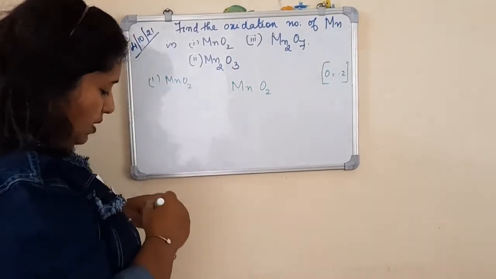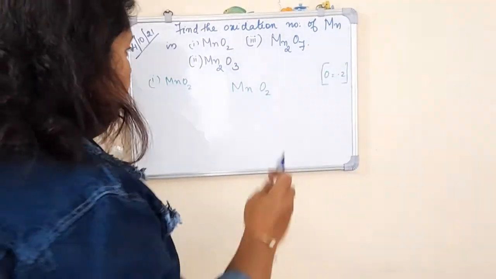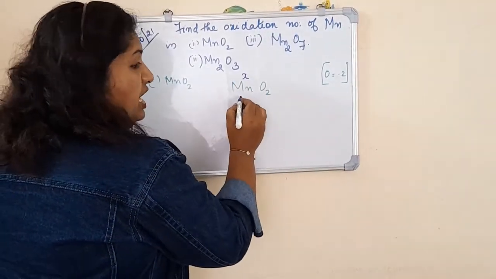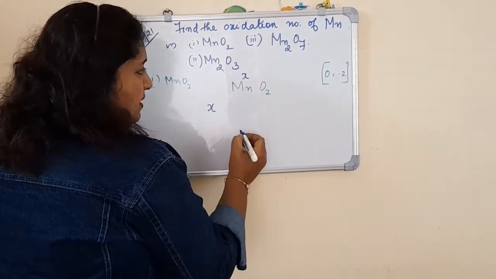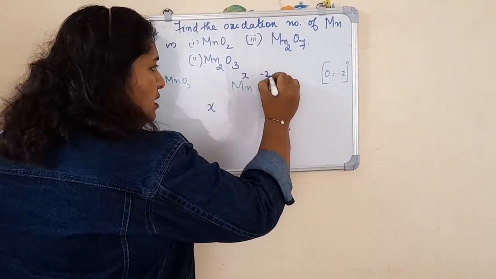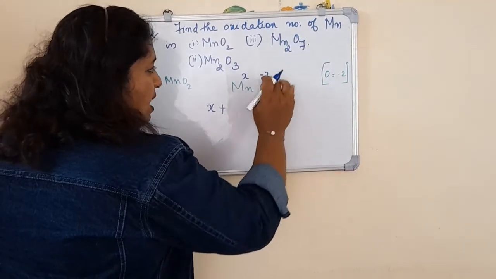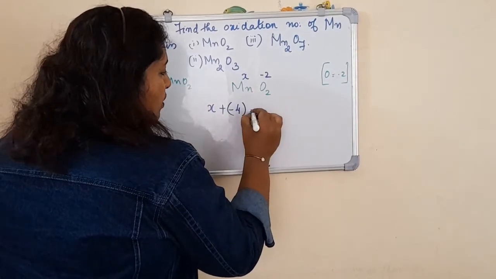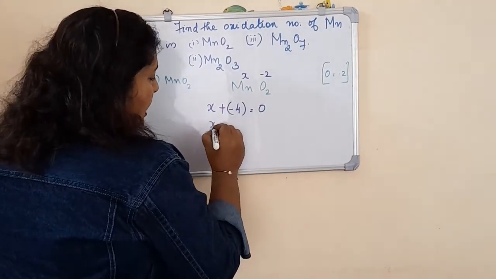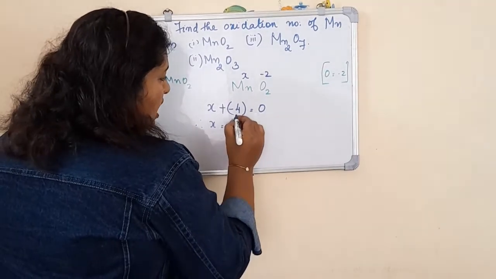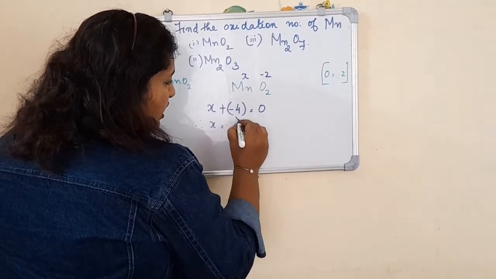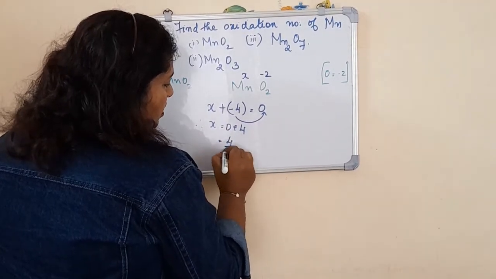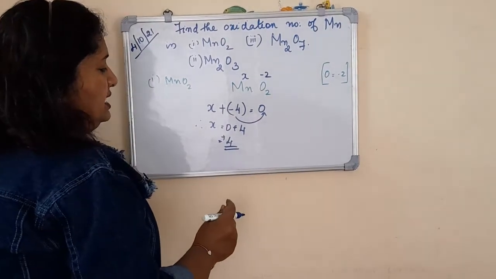MnO2. I am putting X here. Let the oxidation number of manganese be X. What about oxygen? Minus 2. X plus minus 2 into 2, minus 4, is equal to 0. Therefore, X is equal to minus 4. It goes to the opposite side and becomes plus 4. So, in MnO2 the oxidation number of manganese is plus 4.